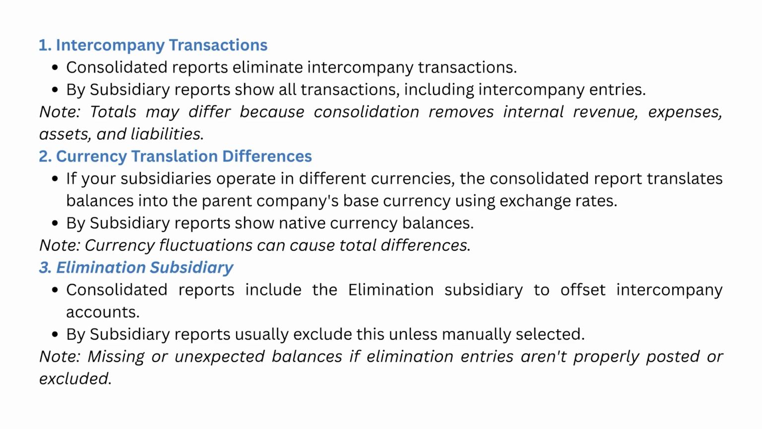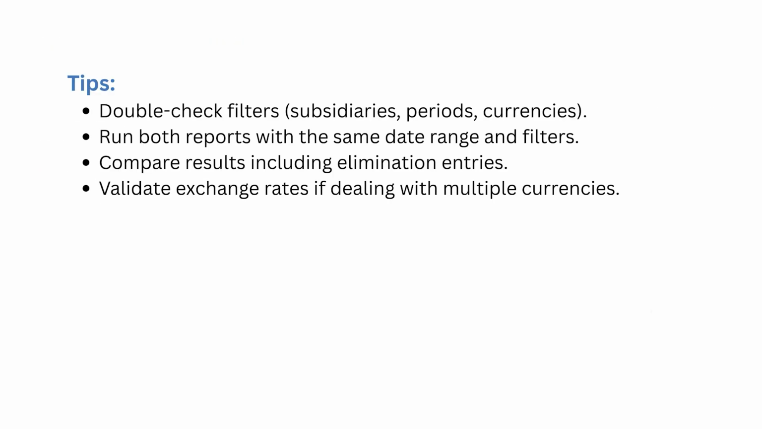Third, elimination subsidiary. Consolidated reports include the elimination subsidiary to offset intercompany accounts. By subsidiary reports usually exclude this unless manually selected. Additionally, if incorrect filters are applied, such as mismatched date ranges, subsidiaries, departments, classes, or locations, the results between the consolidated and subsidiary reports may also differ.